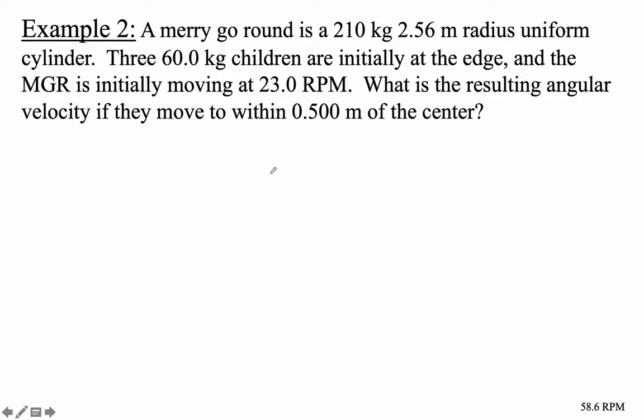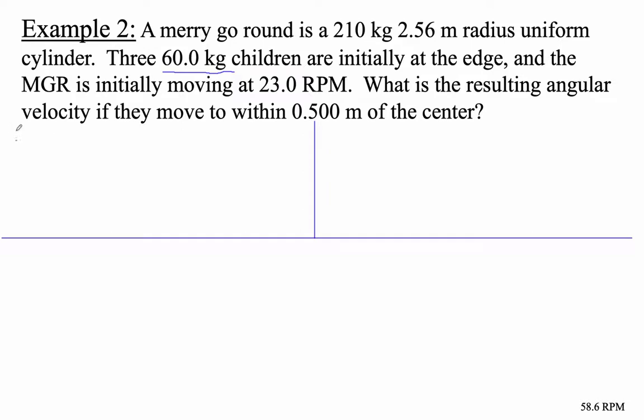Okay, this is the type of problem that's on the assessment, right? You've got to have children on a merry-go-round doing dangerous things. So three regulation-sized children, 60 kilograms each, are initially at the edge, and the merry-go-round is initially moving at 23 RPMs. What is the resulting angular velocity? Half of this problem is just figuring out that darn moment of inertia. So let's do that.